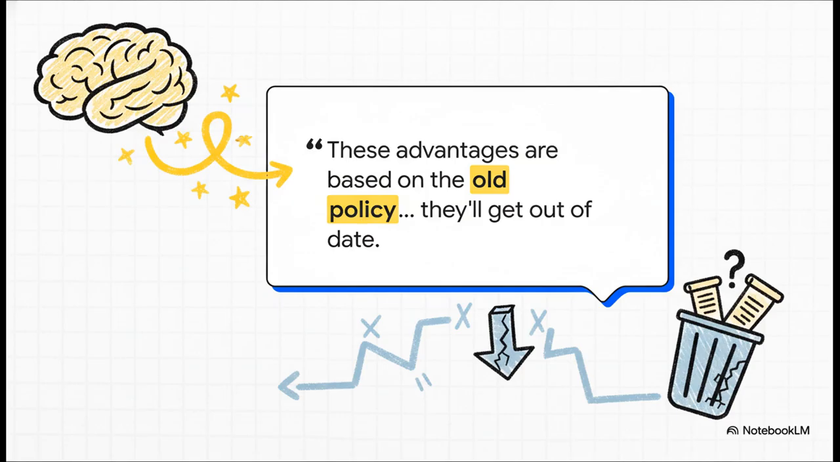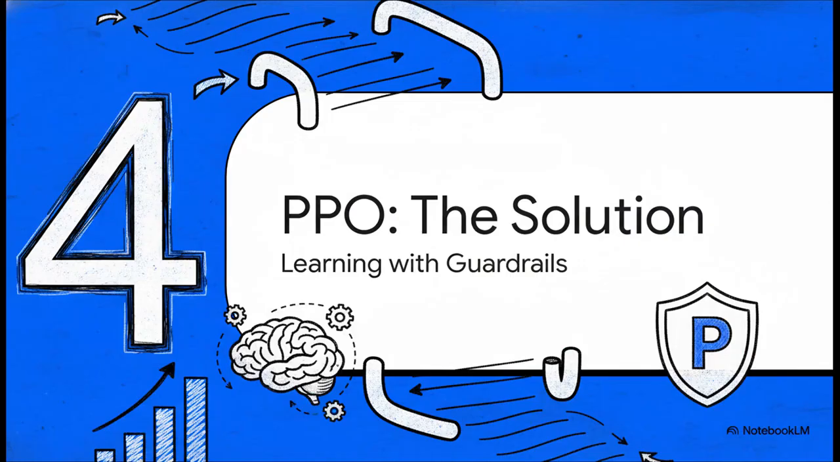And here's the reason why that happens. The AI is trying to optimize its strategy based on moves that only seem like a good idea for its old, kind of dumb self. As it gets smarter, that old advice doesn't just get irrelevant, it actually becomes toxic to its learning. So that's the puzzle, right? How do you get all that speed without the risk of a total meltdown?